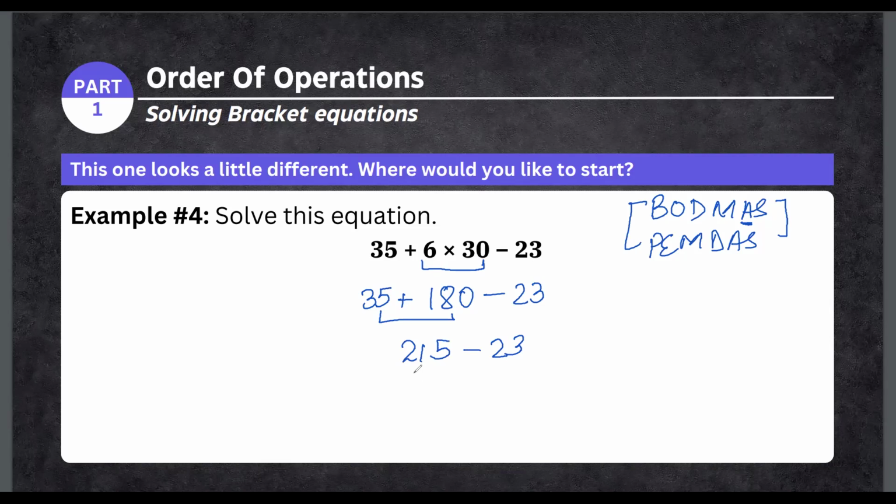Okay. Now we have to subtract. At the end, we have to subtract 215 minus 23. So 5 minus 3, I'm doing 5 minus 3, 2. Now 1 minus 2 is not possible, so we have to borrow. So 11 minus 2 is 9, and 192 is the answer.